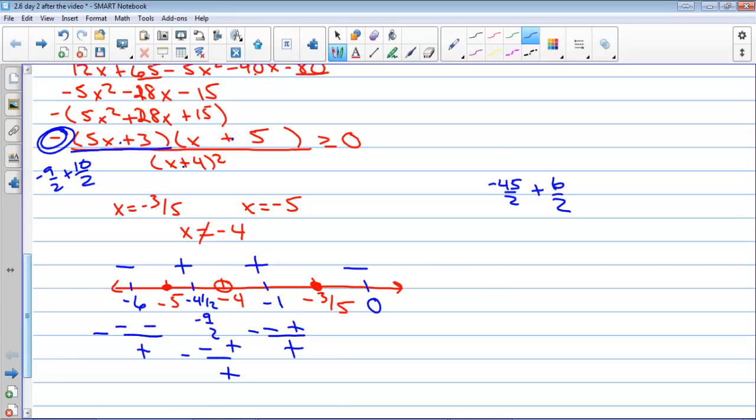We want positives and equal to 0. That means the answer is negative 5 to negative 4, negative 4 to negative 3/5. And I don't care if it would have said equal to or not equal to. No matter what, we would not be able to equal that negative 4. We'd have to skip it no matter what because it makes the denominator 0. Any questions on this one?